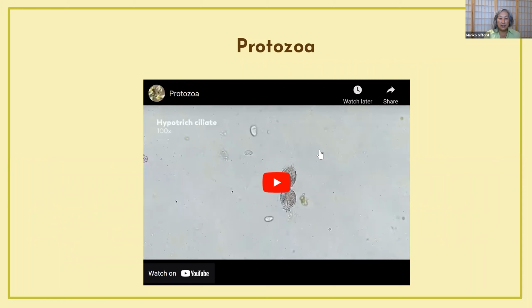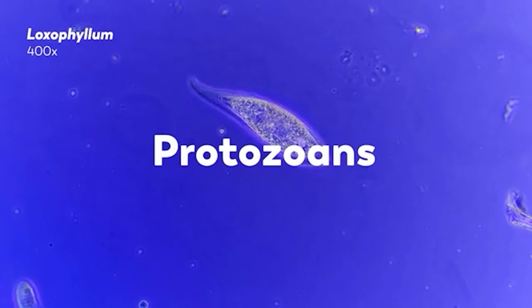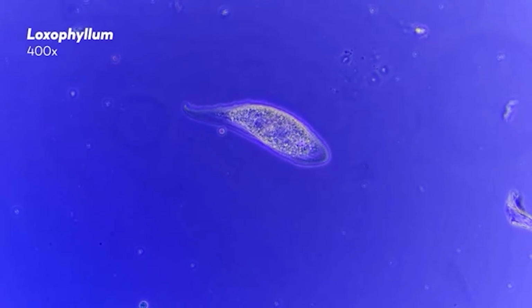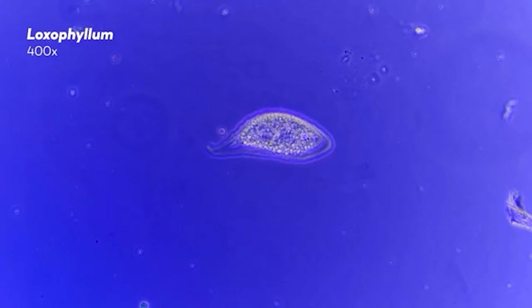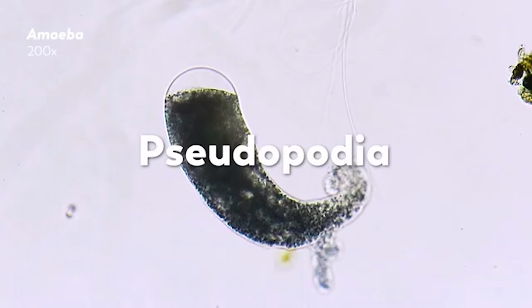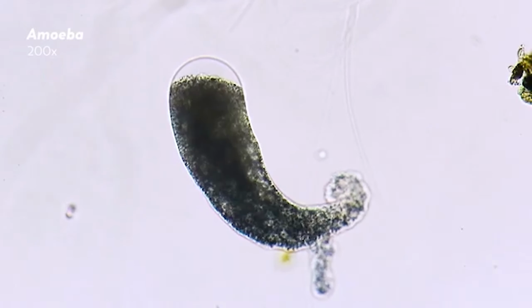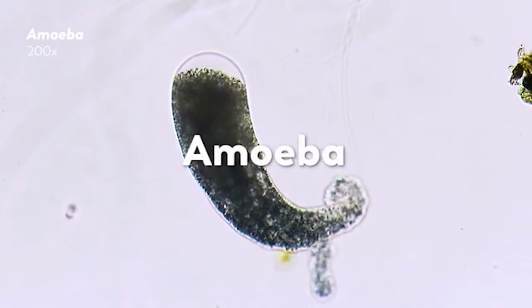Here are some samples. Protozoa, which is the general name for single-celled eukaryotes, are actually loosely classified by their style of movement, with cilia, flagella, and pseudopodia. We're going to start with the shapeshifters of the microcosmos, amoeba.